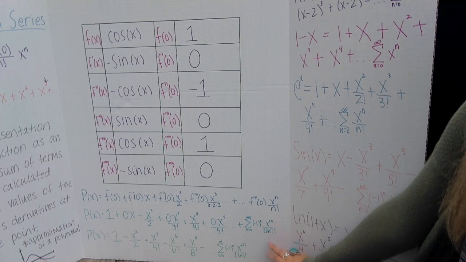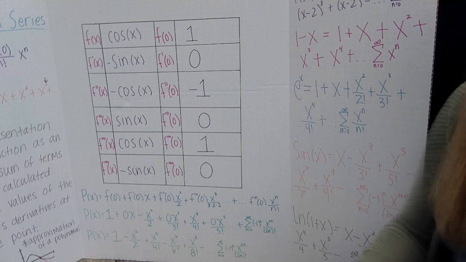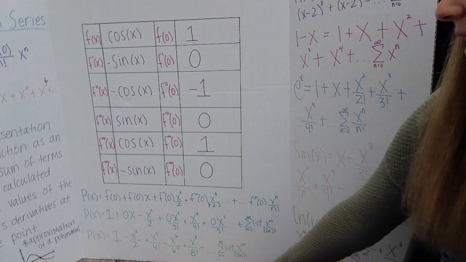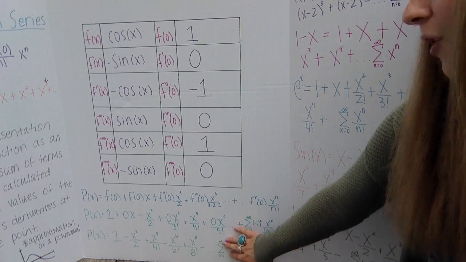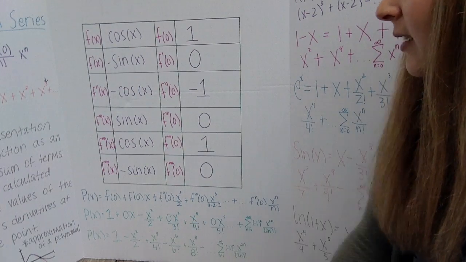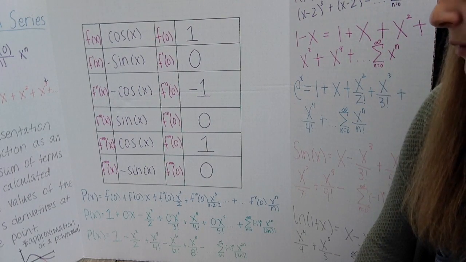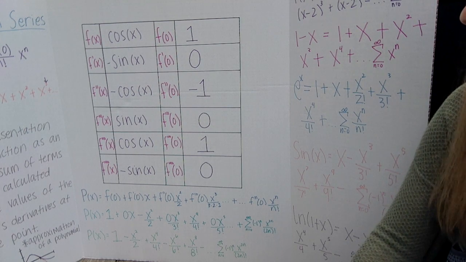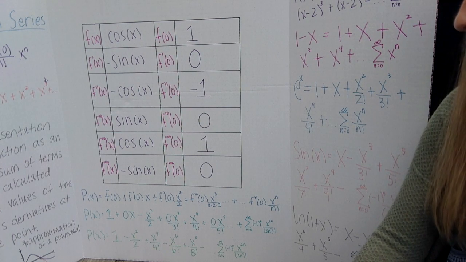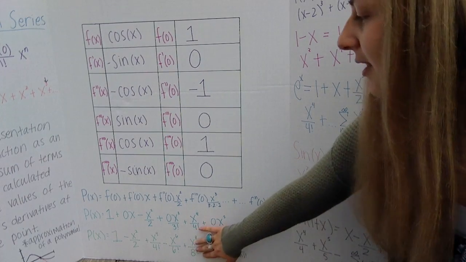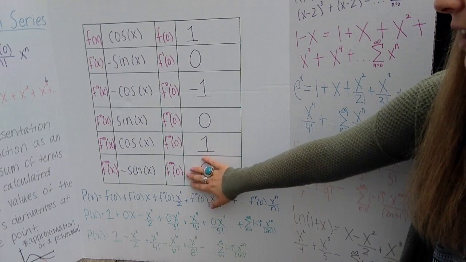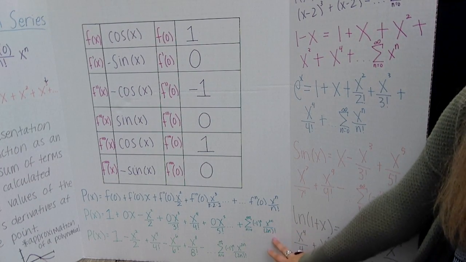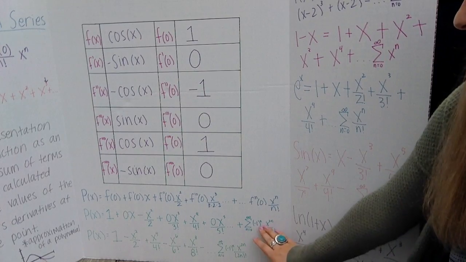And x to the 2n over 2n factorial is the sum. And this last one is getting rid of these zero terms. So you'll be left with 1 minus x squared over 2 plus x to the 4th over 4 factorial minus x to the 6th over 6 factorial plus x to the 8th over 8 factorial. And notice I put on these extra terms without actually doing the derivatives for those, and that's because once you have this laid out for you, you don't need to do this anymore and you can just go off of this.